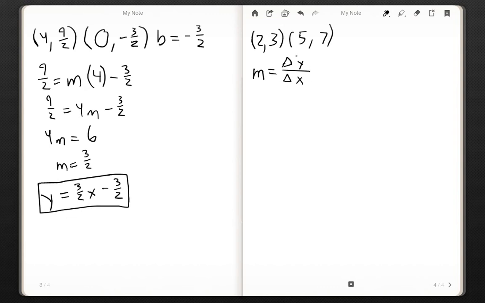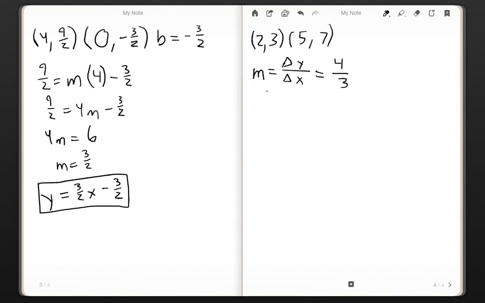So let's look at what it is here. What is the change in y? Let's say we're going from this point to that point. What is the change in y? The change in y is going from 3 to 7. So that's a positive 4 change over the change in x. Change in x is going from x equals 2 to x equals 5. So that's a positive 3 change in x. So there's your slope, 4 over 3.